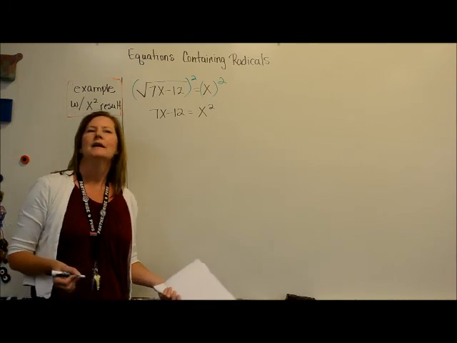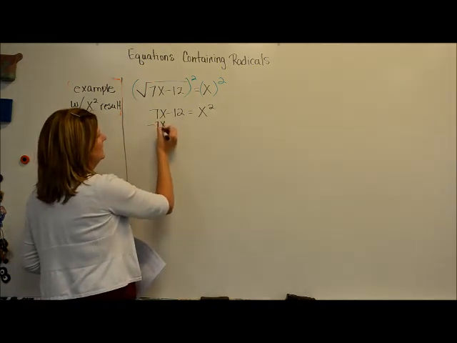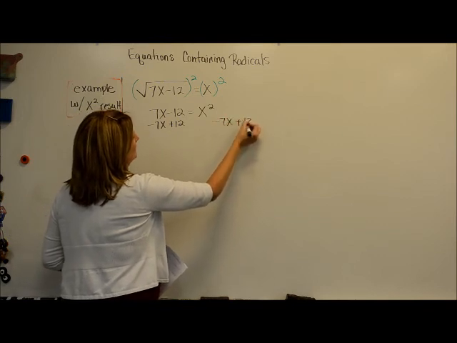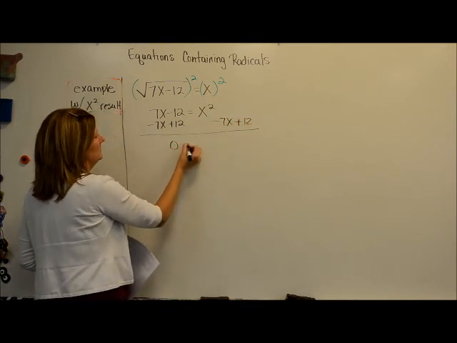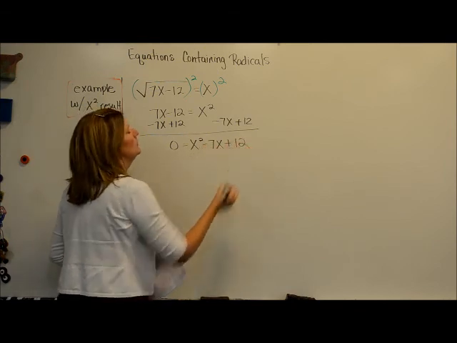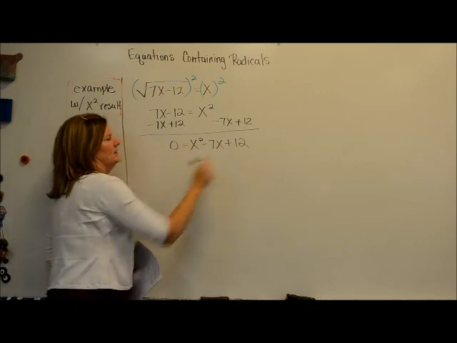You're going to have to get 0 on one side and everything else on the other side. So I'm going to subtract 7x, add 12 to both sides. That gives me 0 over here, and x squared minus 7x plus 12 is what I get on the other side. So I have 0 on one side and this on the other side.